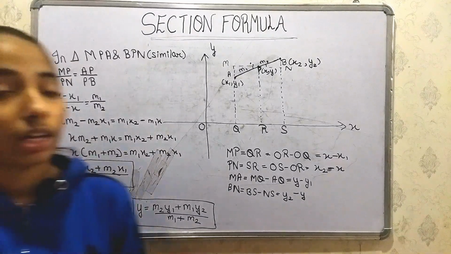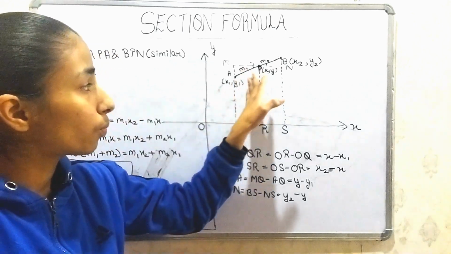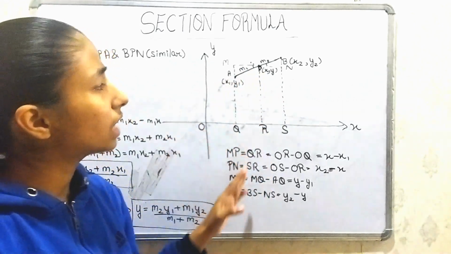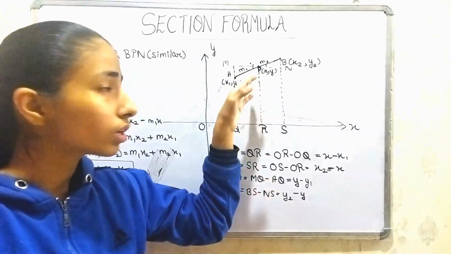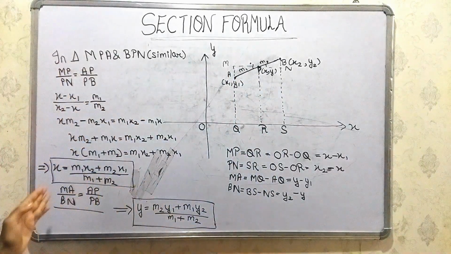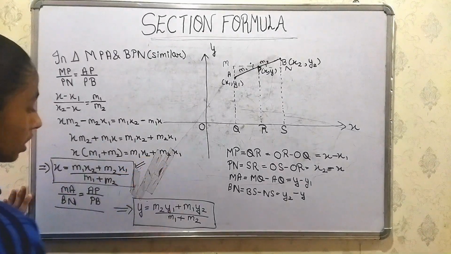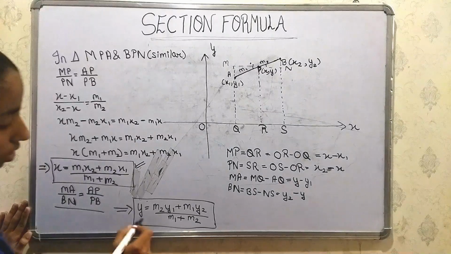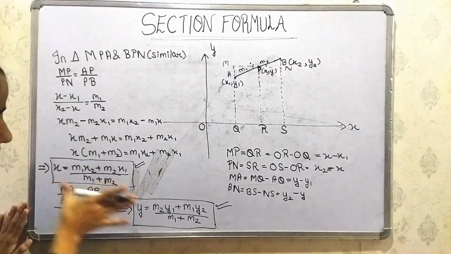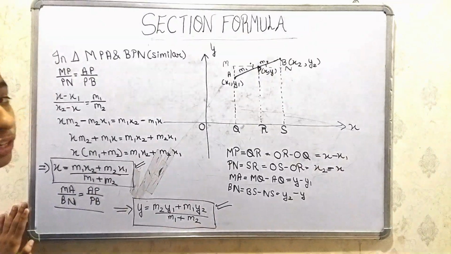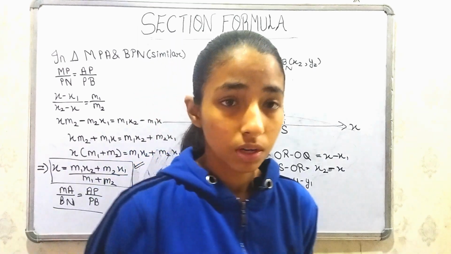So if a line is getting divided through a point or through a line, we can calculate its coordinates as well as the ratio in which it is getting divided by this formula: x is equal to M1 x2 plus M2 x1 upon M1 plus M2. You have to learn this formula, and this formula is known as section formula. I hope you get the concept.